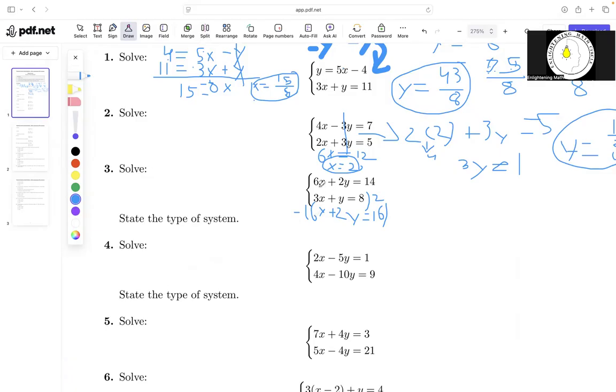And so 6x minus 6x cancels out. So let's cancel these. 2y minus 2y, once again, cancels out. So we have 0 equals -2, which means this system is not solvable. So it has no solution. You can just write NA. So what you would call this type of system, when it has no solution, you just say it is an inconsistent system.